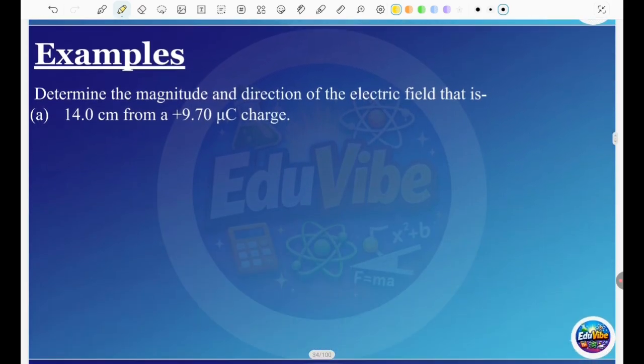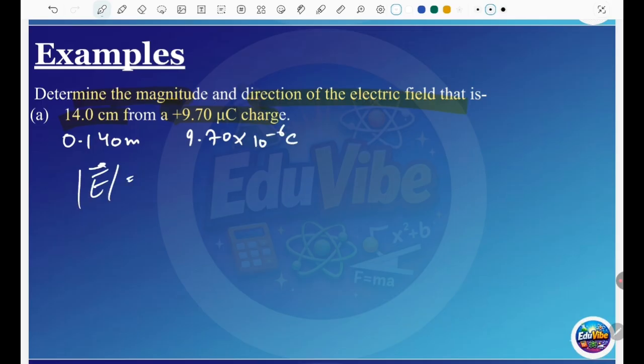So one more thing you have to know, as an example. They tell us to determine the magnitude and the direction of the electric field that is 14.0 centimeters from a +9.70 microcoulomb charge. Here the quantities are in different units, so we have to convert them. The centimeters should be in meters, so we divide by 100, which is 0.140 meters. This 9.70 micro has the value of 10^-6 coulombs.